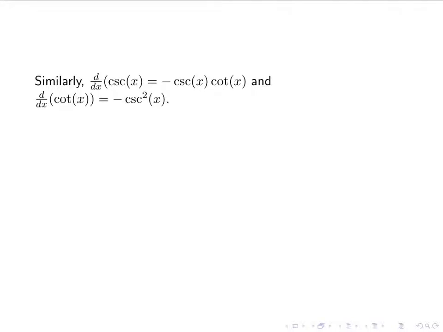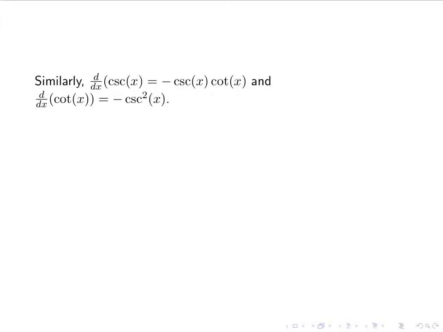I can do similar things with cosecant and with cotangent, where cosecant would be 1 over sine, and cotangent would be cosine over sine. And I can just use the chain rule and the quotient rule again. And I get that the derivative of cosecant is negative cosecant cotangent, and the derivative of cotangent is negative cosecant squared. And if you remember, I mentioned before that whenever I differentiate the co-functions, I end up with a negative function. The sine, the tangent, the secant are all positive, but cosecant, cotangent, and cosine are all negative.